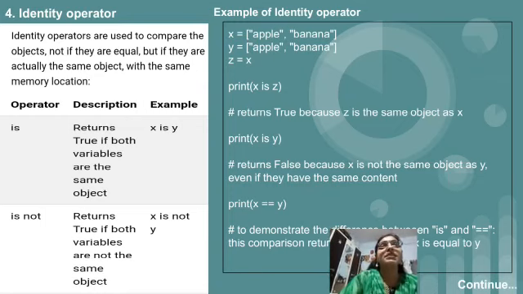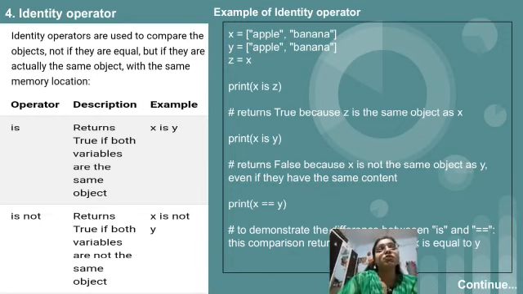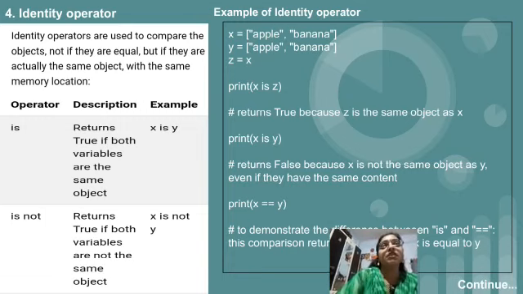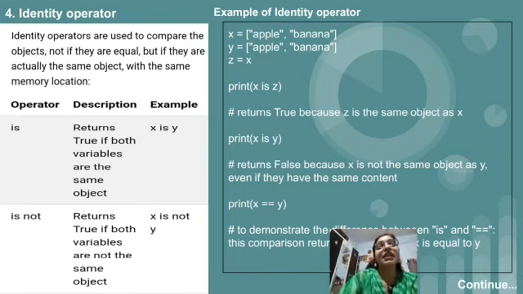So x equal to, within square brackets and within double quotes, they have taken two values, apple, banana. This is called a list in the Python programming language. When we provide a comma separated list within square brackets, that is called a list. It is similar to an array in other programming languages. So x is similar to an array, but it is called a list in Python. And then the third statement is z equal to x.